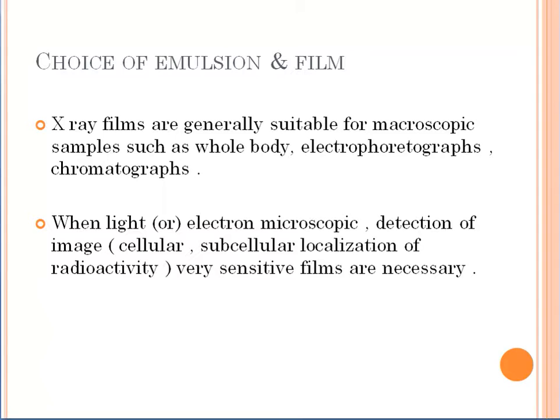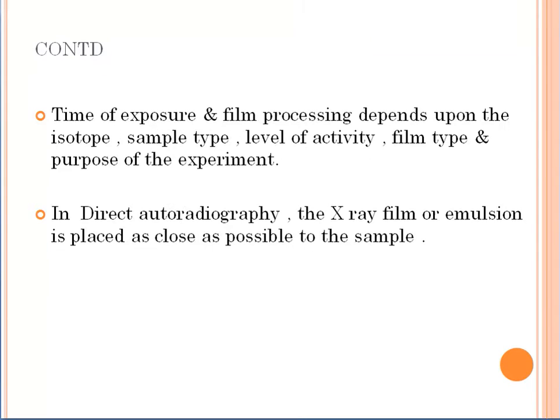Choice of emulsion and film. X-ray films are generally suitable for macroscopic samples such as whole body samples, electrophoretic gels, and chromatographs. When light or electron microscope detection of cellular and subcellular localization of radioactivity is needed, very sensitive films are necessary. The exposure time and film processing depend on the isotope, sample type, activity levels, film type, and purpose of the experiment.